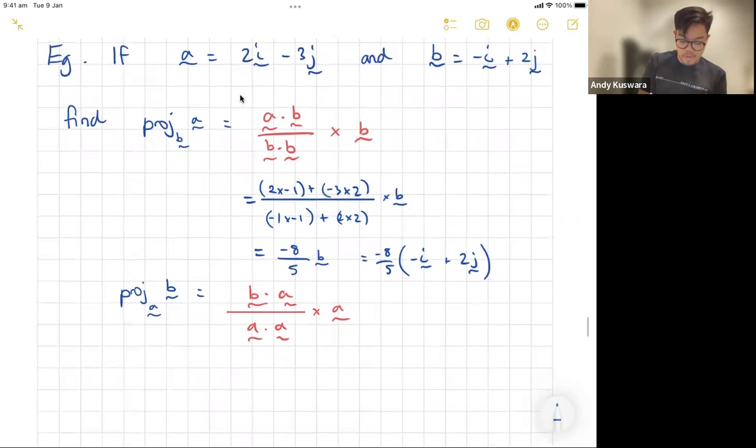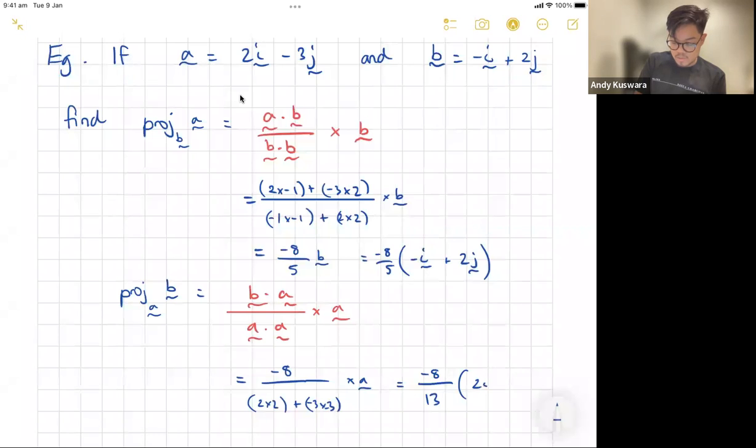The same way if we go the other way around. Now a dot b is the same thing as b dot a, so I'm going to take a little shortcut here. I know that's going to become minus 8. Now the only thing I need to calculate here is what's a dot a. It's going to be 2 squared. I'll write it down: 2 times 2 plus minus 3 times minus 3, times a, and I can see that's going to give me minus 8 over 4 plus 9, so minus 8 on 13, and then a is going to be 2i minus 3j, okay?